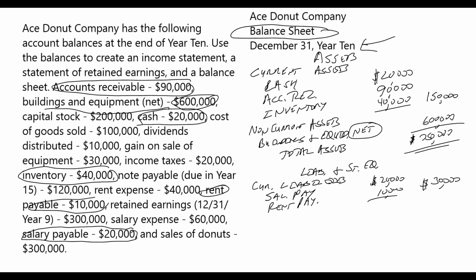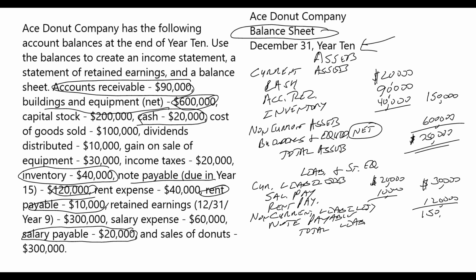They have one non-current liability. A non-current liability is something that will be paid outside of 1 year, and you can see this note payable due in year 15 is non-current. So note payable, non-current, payable in year 15 is $120,000. This company, therefore, has total liabilities of $150,000. Now, it's important to notice they've got $750,000 in assets. They've got $150,000 in liabilities. The difference in those two numbers is $600,000.